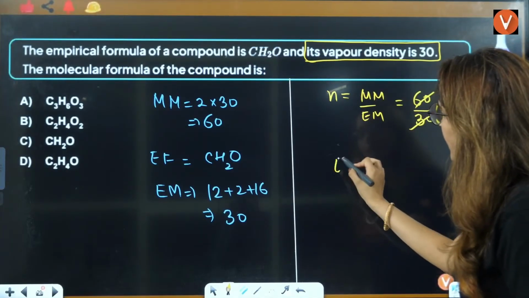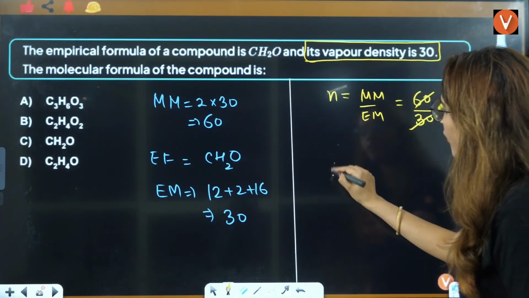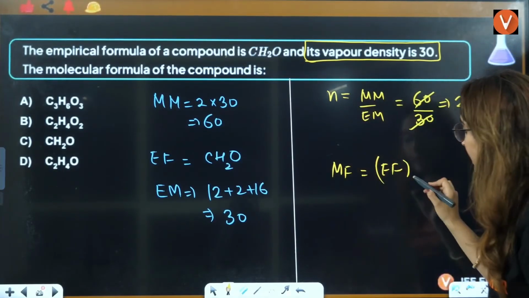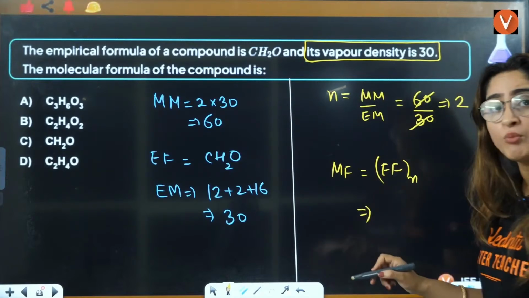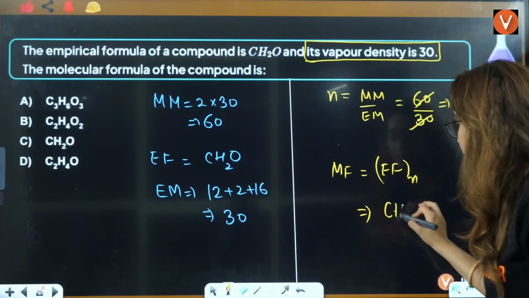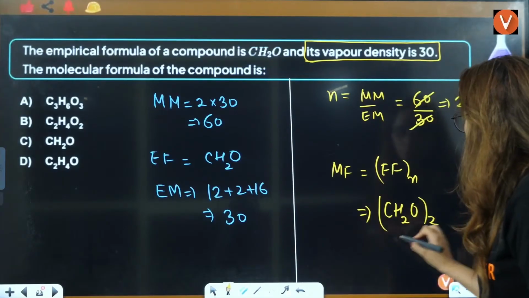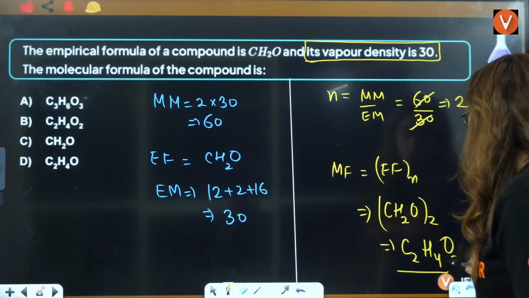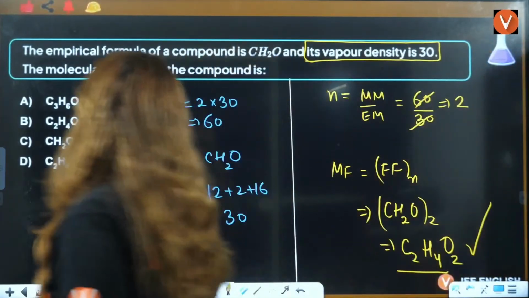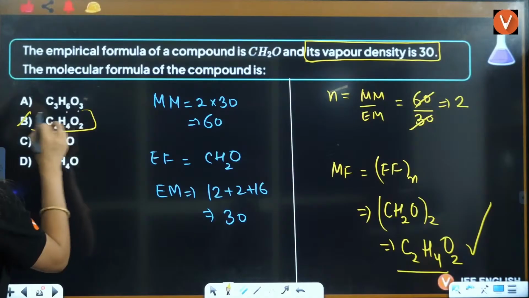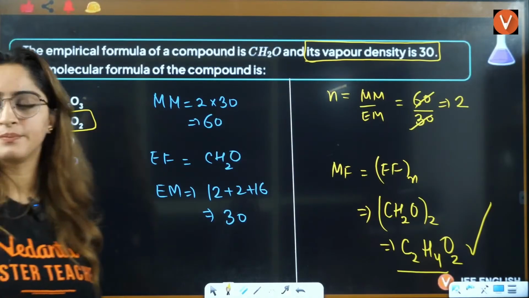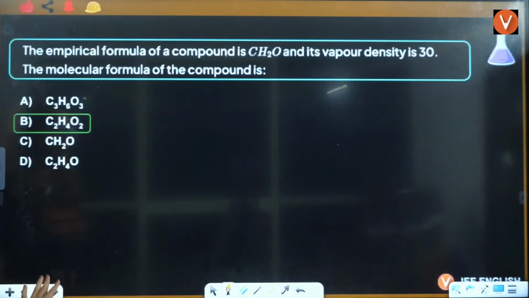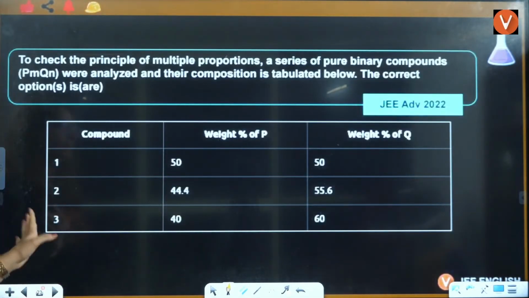So that means molecular formula will be equals to empirical formula and here it will be N. Empirical formula is CH2O. So CH2O and this will be N, that is 2. So it will be C2H4O2, that is going to be the correct answer here. C2H4O2, that is B is the correct answer here. Okay, everybody, clear? Right? So that was a simple question as that, right?